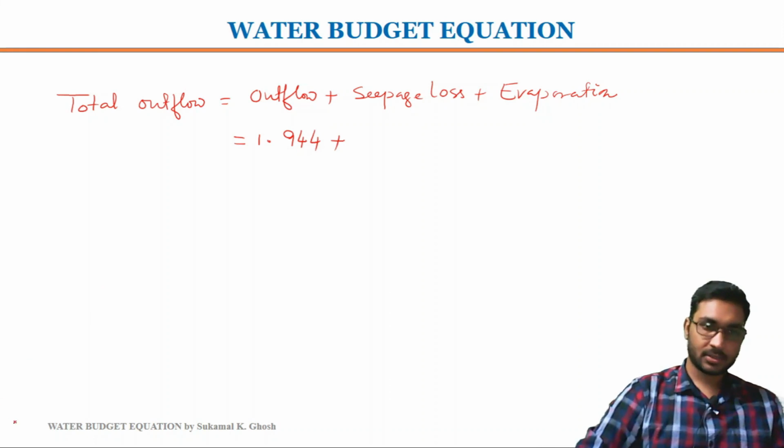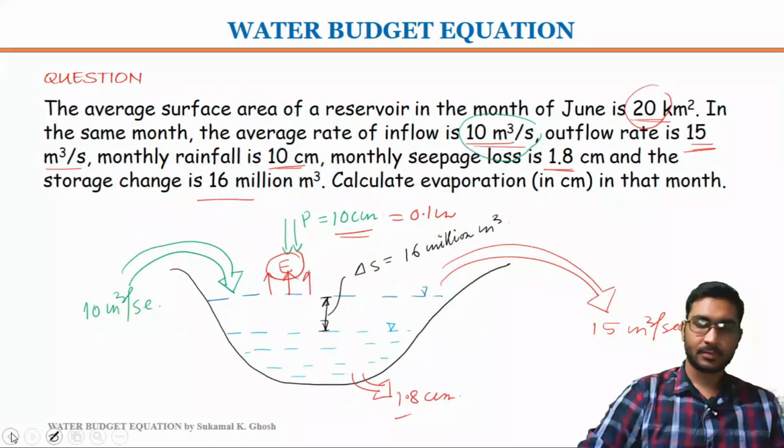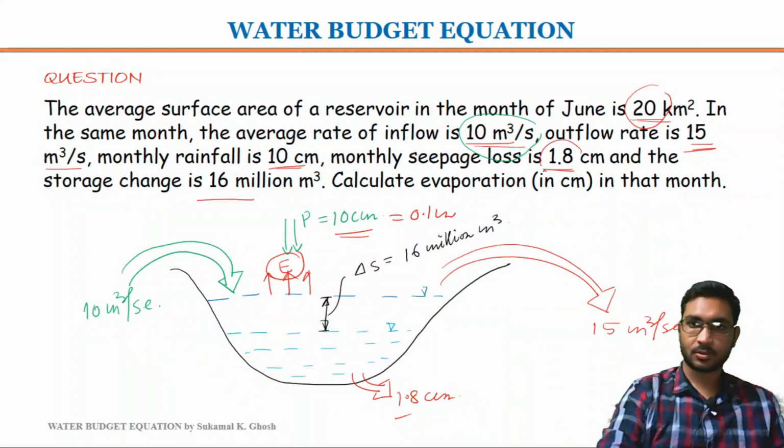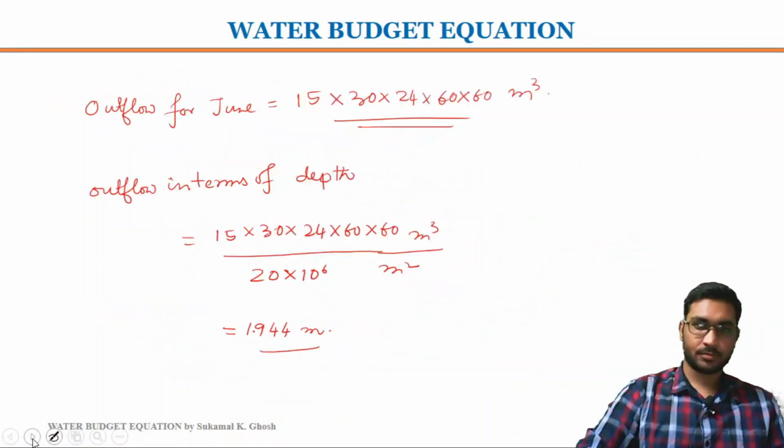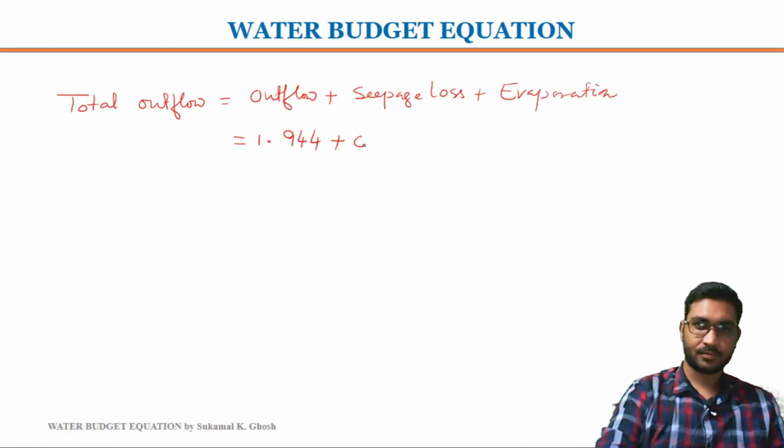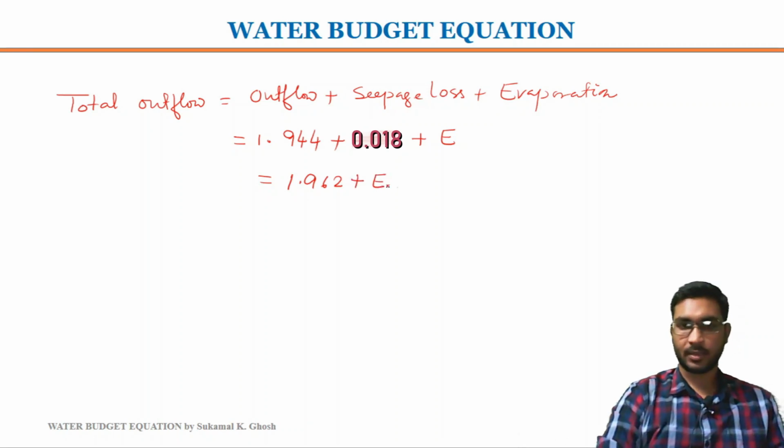And what is the seepage loss? Let's check. The seepage loss is 1.8 centimeter. Okay, this is 1.8 centimeter. It means 0.18 meter, right? So just put it here, 0.18 plus evaporation. Okay, so it will be equal to 1.962 plus E.